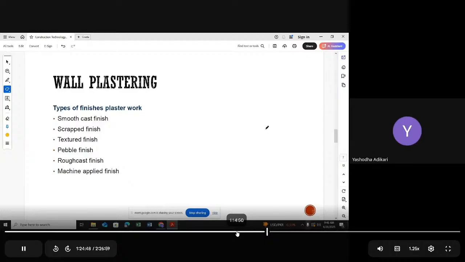Right? Now think, internal plastering means plastering the inside of your house, inside of your building. The plastering applied to the inside of your building. External plastering means plastering applied to the external wall faces. That's the external plastering. Right?